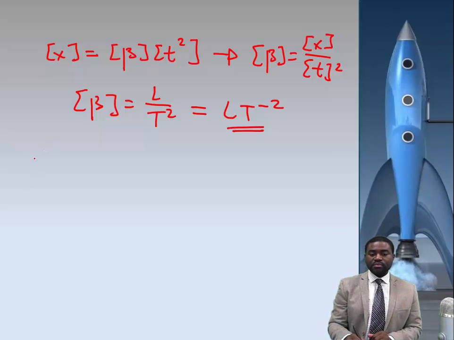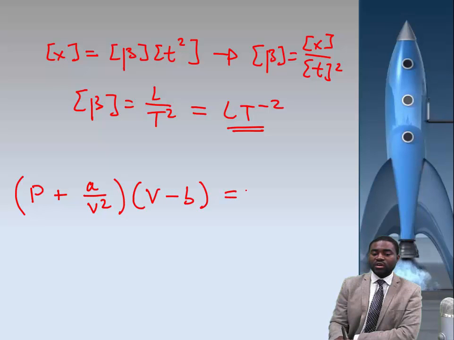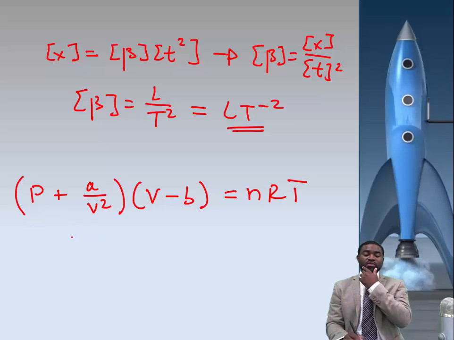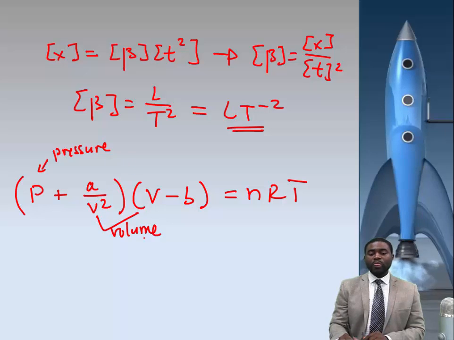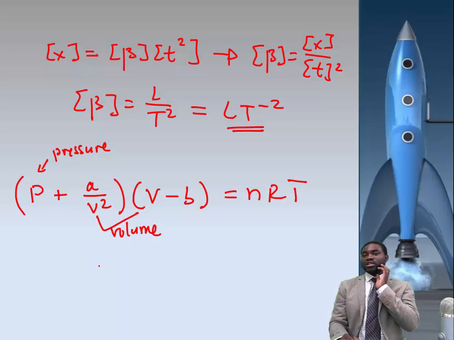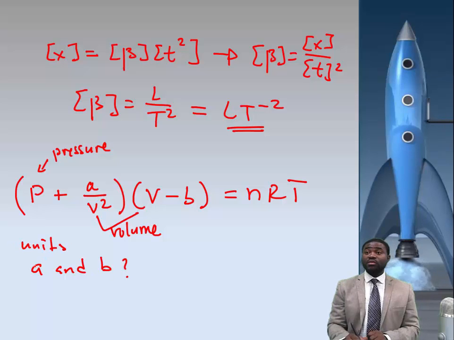Now let's do another example. You probably saw this in chemistry: P plus A over V squared, times V minus B, all equal to nRT. This is the real gas equation. P here stands for pressure, and V here stands for volume. The most common question asked here in physics is, what are the units of A and of B?